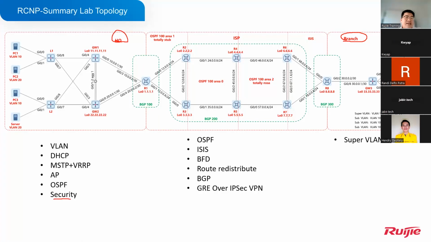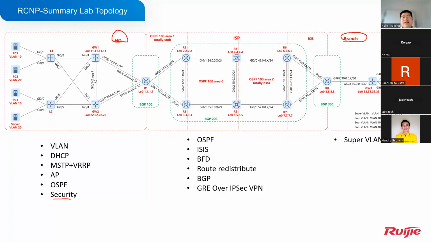And next is about the security. In the HQ, we have some security requirements. For example, we should enable ARP spoofing protection. We should enable DHCP snooping. For example, we should enable the global secure address binding. And these kinds of requirements will be introduced in detail one by one in the following contents.